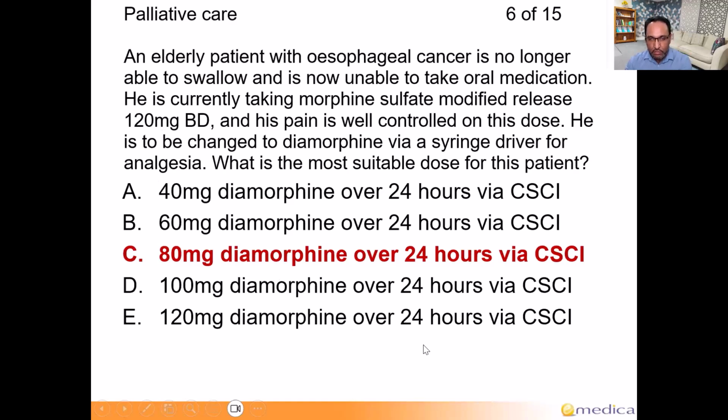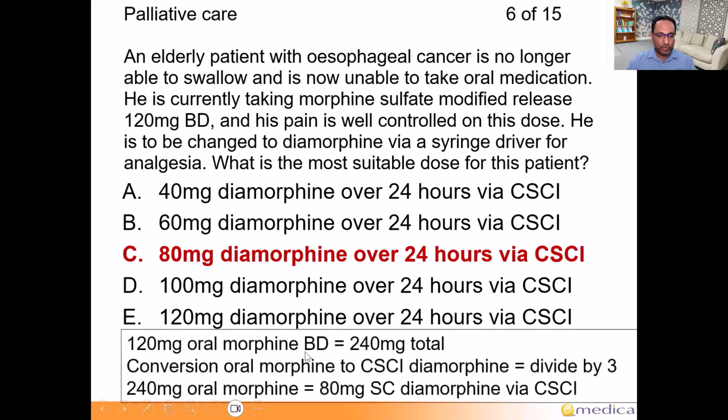Okay, that's the conversion recommended in the BNF. So you can see 120 milligrams twice daily, that's 240. The conversion factor is 3. So divide by 3, that's 80 milligrams over a 24-hour period given by a continuous subcutaneous infusion. That's the formal name of how a syringe driver is given.